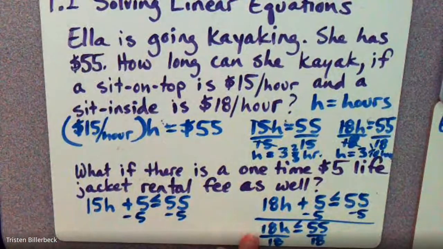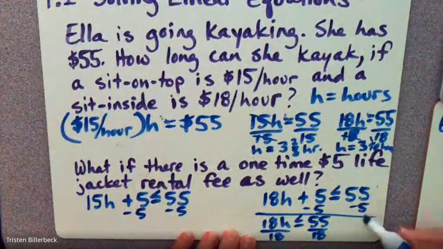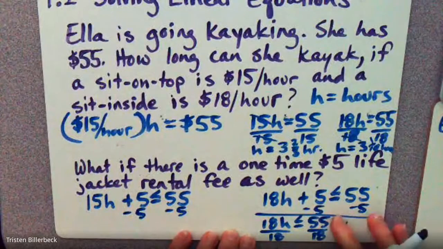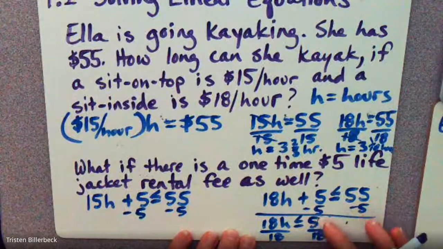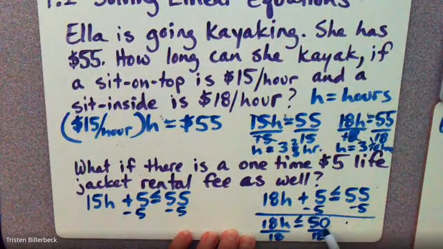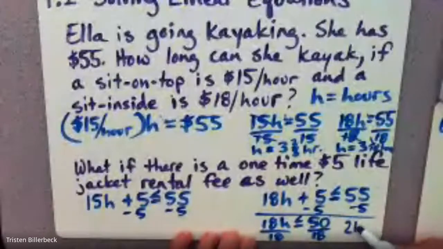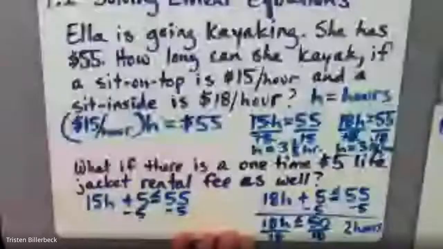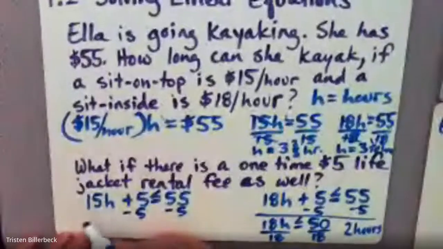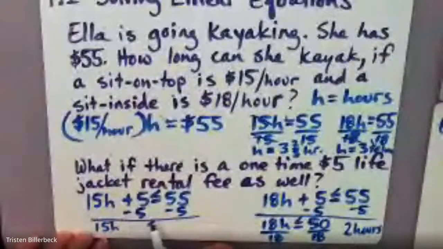That means that if we can only rent it for an hour and not part of an hour, then 3 times 18 is 54. So now we can only spend 2 hours out there if we can't rent partial hours. And then this one here, 15H is less than or equal to 50.